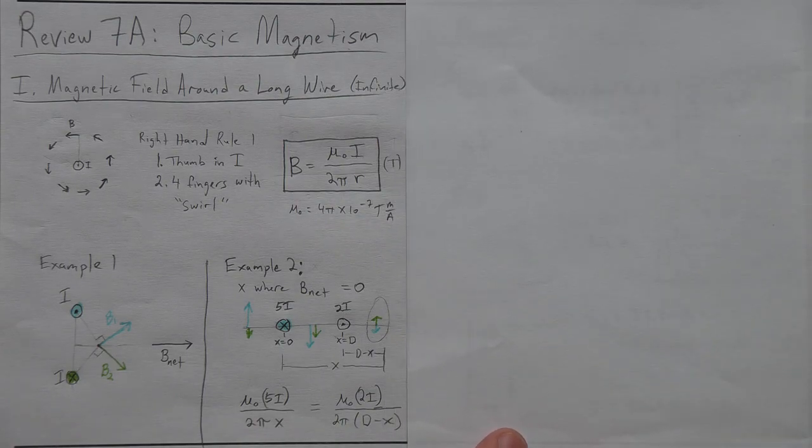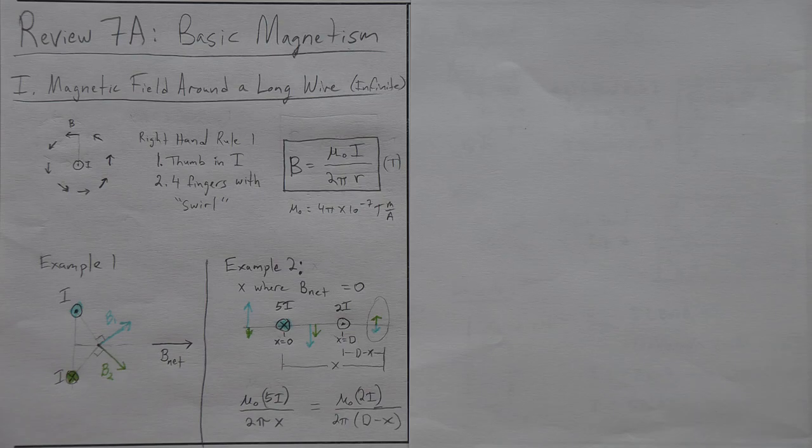Alright, so first thing, the magnetic field around a long wire, in parentheses, infinite. If there was more room, I would have put infinite in quotation marks. As I've said many times throughout the year, infinity is not an absolute concept, it's a relative concept.